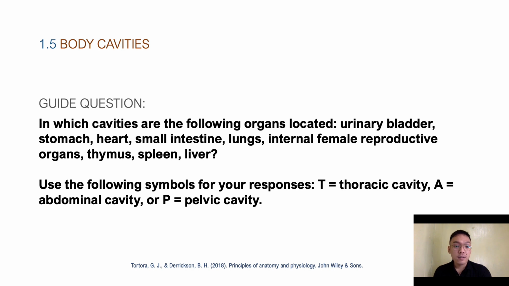You're right. For urinary bladder, it's P. For stomach, it's A. Heart, it's T. Small intestine, A. Lungs, T. Internal female reproductive organs, P. Thymus, T. Spleen, A. And lastly, liver, A. Very good.